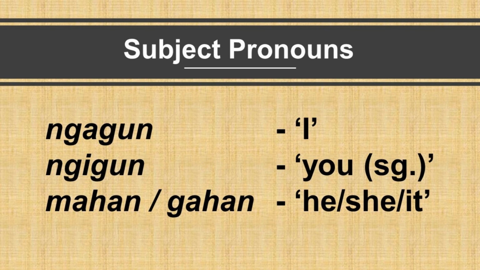The difference here is that if a person is near you, you use ma'an. If a person is further away, or you can't see the person, you use ga'an. Note that the apostrophe here is like a glottal stop. So you basically say ma'an or ga'an, but in fast speech it will always be ma'an, ga'an.